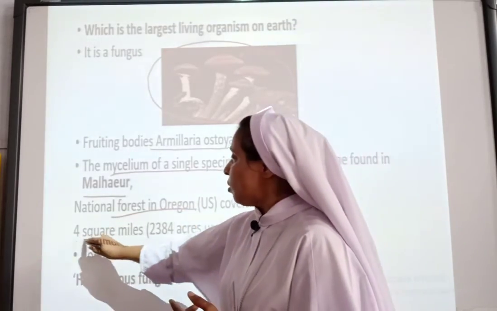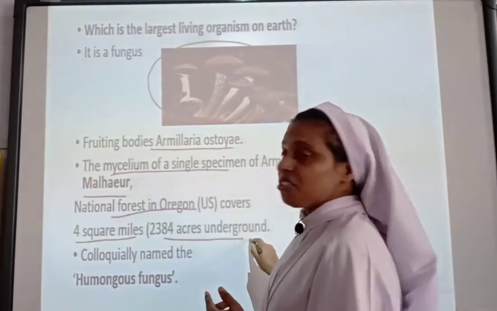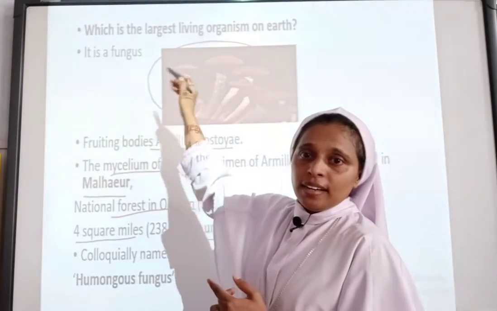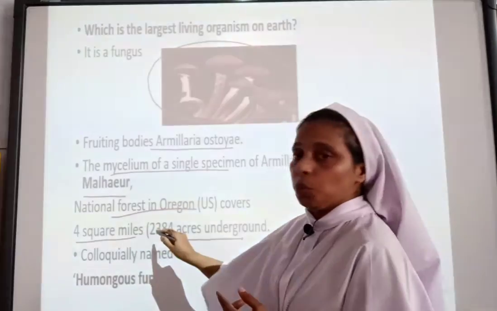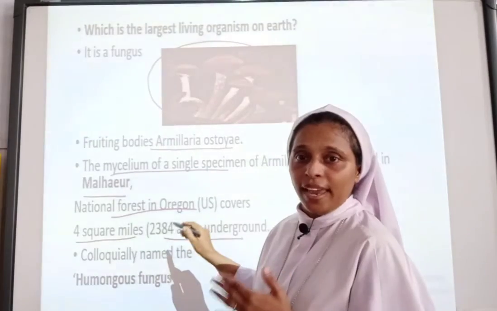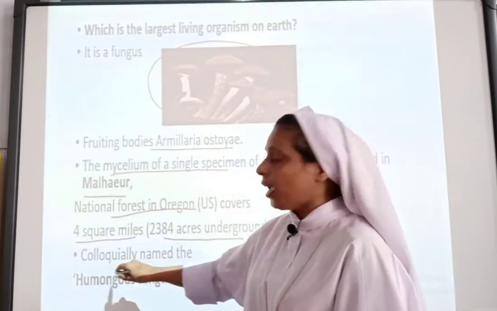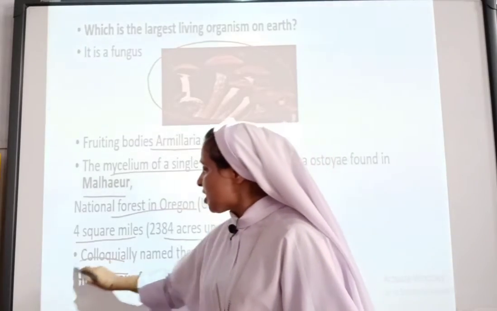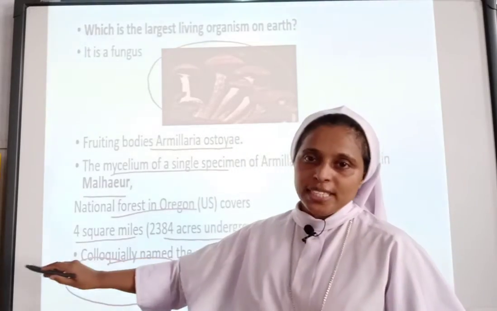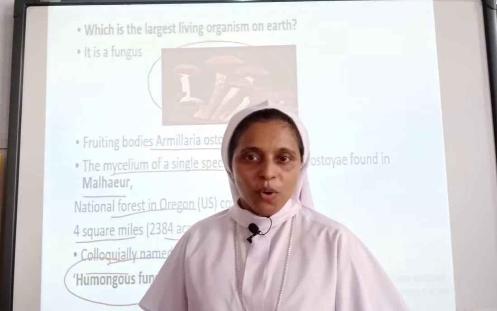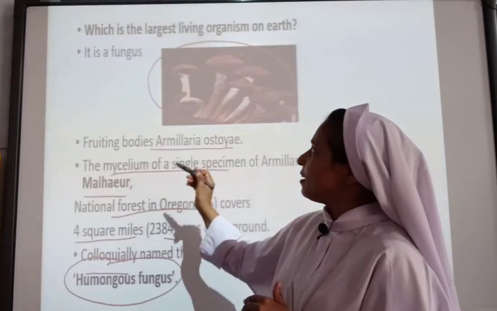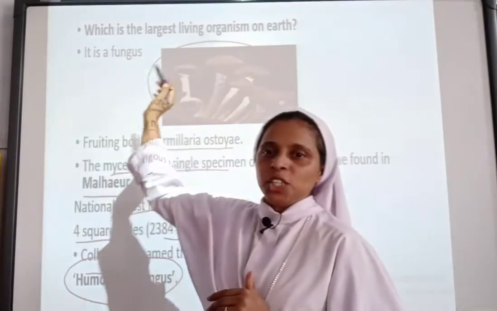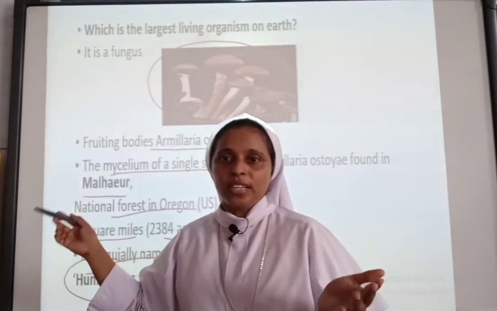It covers around 4 square miles, that means 2,384 acres underground. Colloquially it is termed the humongous fungus. What is the meaning of humongous fungus? Enormous fungus. The term humongous fungus means enormous fungus. So this fungus is said to be the largest living organism on the earth.